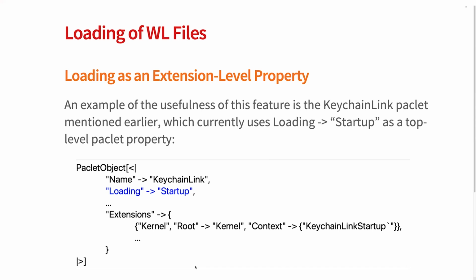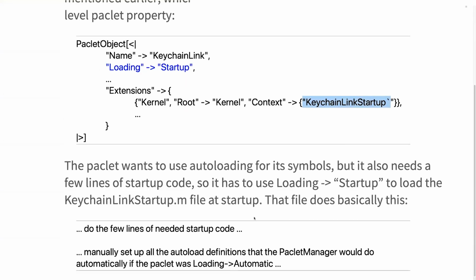So an example of how this feature is useful is the keychain link Paclet we just talked about. It currently uses loading startup as a top level Paclet property. So it just says loading arrow startup in its Paclet info file. And then its context is keychain link startup, and that's the file.